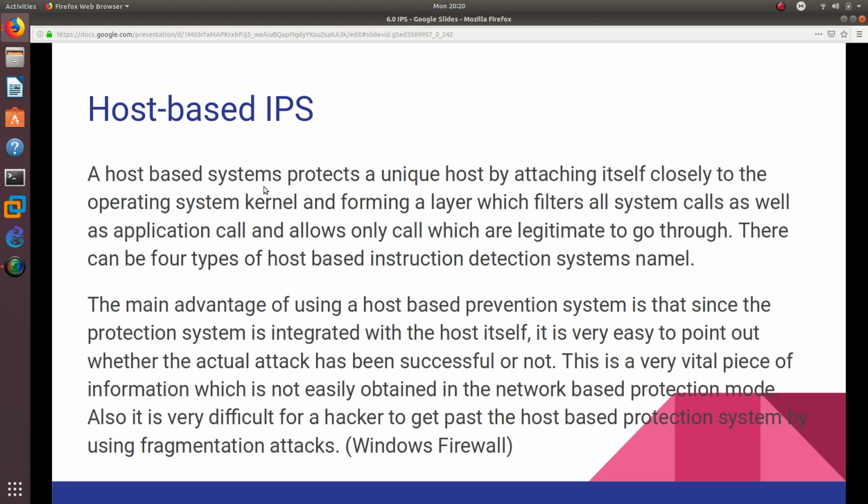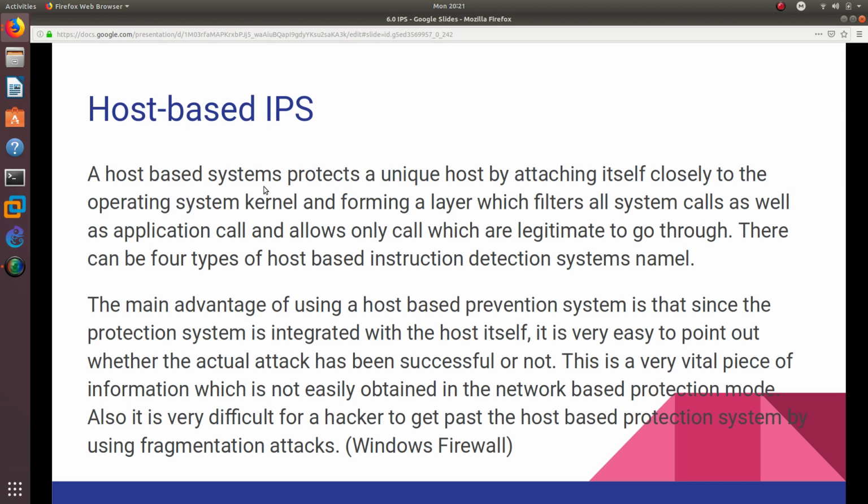There can be four types of host-based intrusion detection systems. The main advantage of using the host-based prevention system is that since the protection system is integrated with the host itself, with the computer, it is very easy to point out whether the actual attack has been successful or not. This is a very vital piece of information which is not easily obtained in the network-based protection mode.